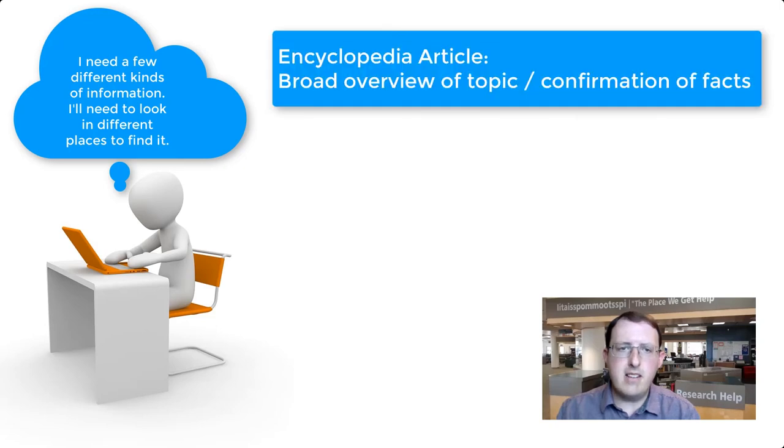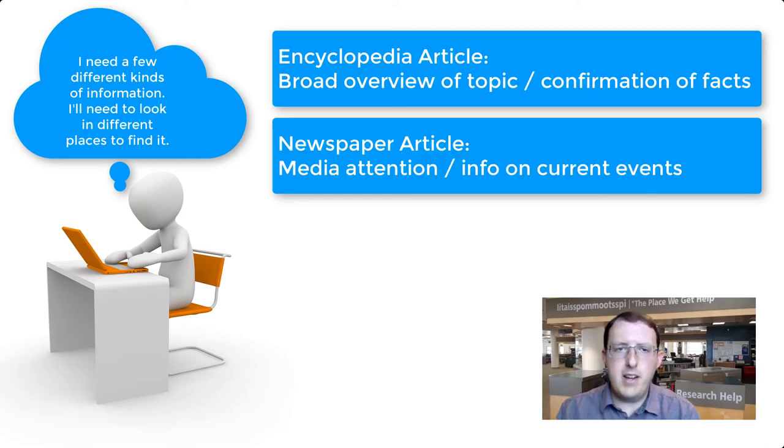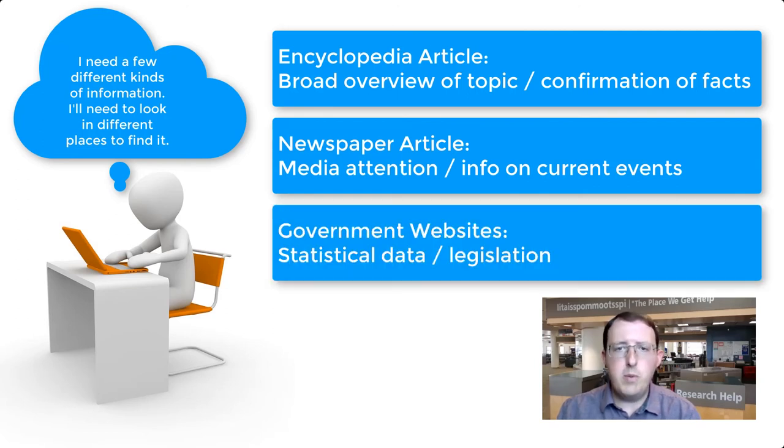Also, keep in mind that you may need to use multiple search tools to find the information you need. An encyclopedia article could be useful in getting a broad overview of a topic that's new to you, or in confirming a particular fact about your research topic. Newspaper articles can provide you with an understanding of what kind of attention an issue has received in the media. And note that because scholarly articles typically take months to be published, they are often unhelpful when information on current events is needed. Government websites can be excellent sources of statistical data or information on legislation.